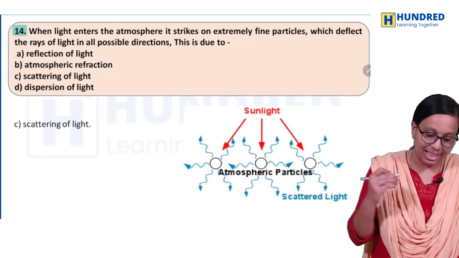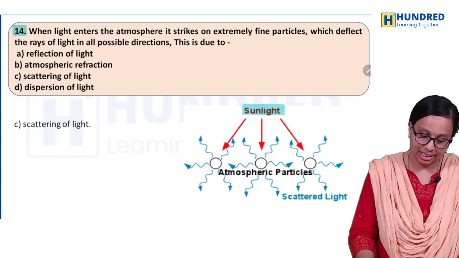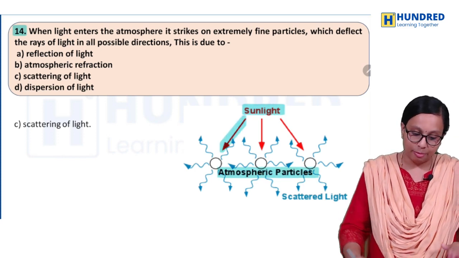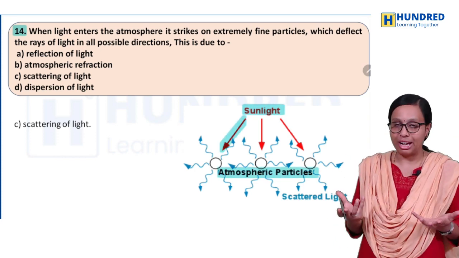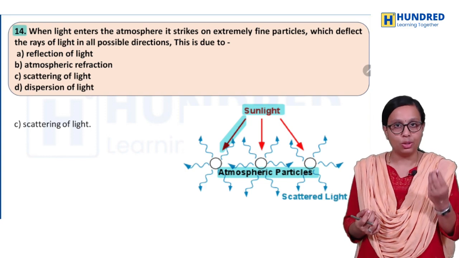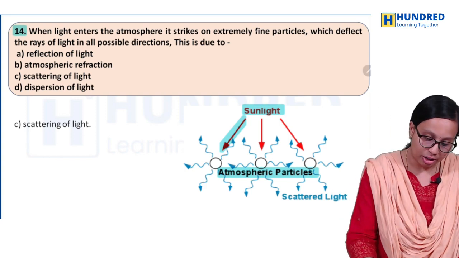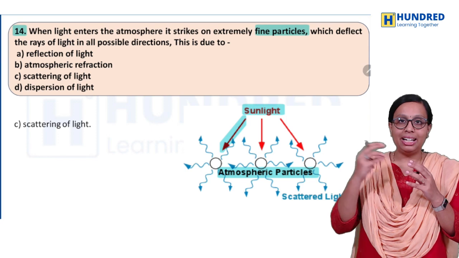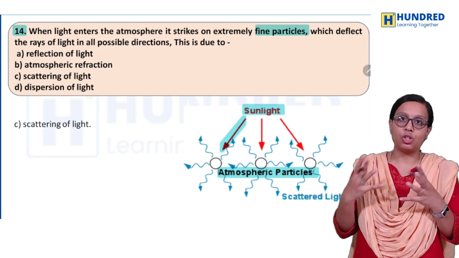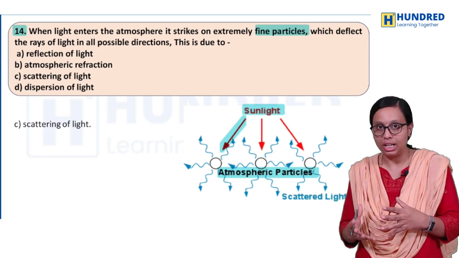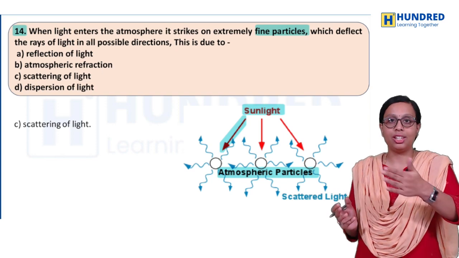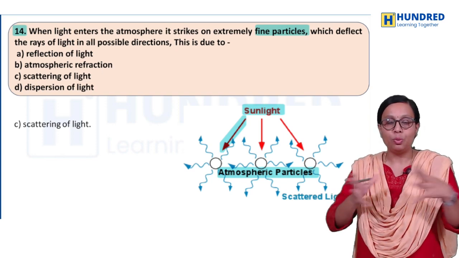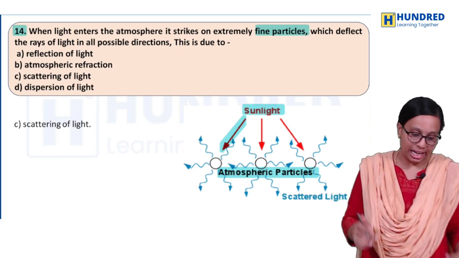A light is entering the atmosphere. Say sunlight, it is entering the atmosphere. In the atmosphere, you have got fine particles. It's made up of atoms and molecules, dust particles. When the light enters into these particles, there are chances for it to undergo refraction. So what is refraction? Change in the direction of light. So the light will get deflected in different directions.